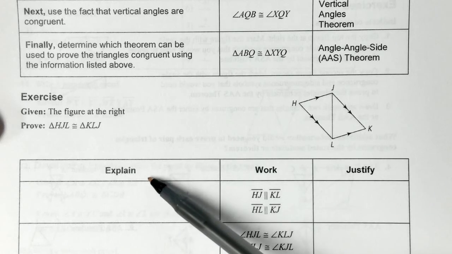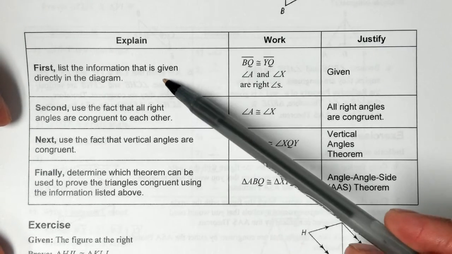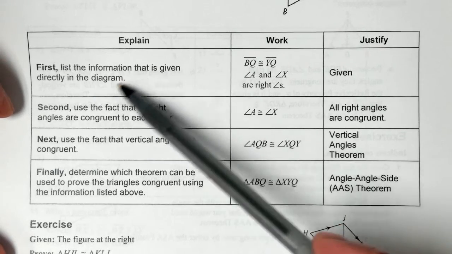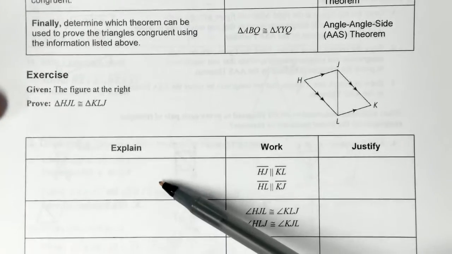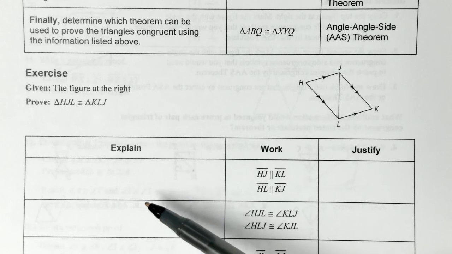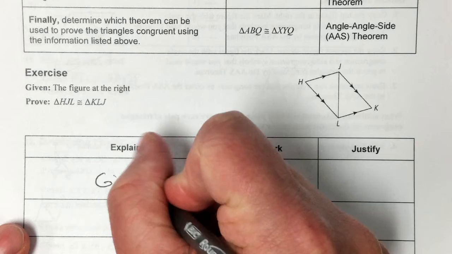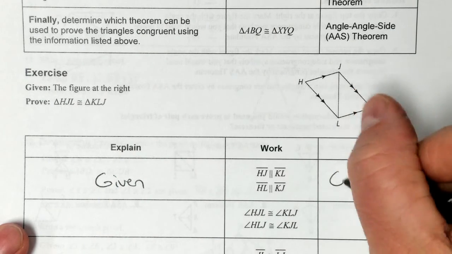The explain part is sort of like this one, but I'm going to abbreviate it because I don't want to write out, list the information, and so forth. So I'm going to shortcut it a little bit, and the explain is just going to be given, and then the justify is also given.